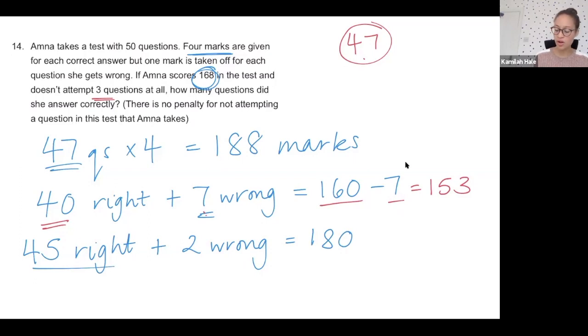But then for the 2 wrong answers, she loses 2 marks. So what do we get there? How many marks does she end up with? If we work out the 45, she gets, yeah, good, thanks, Sri. She gets 178, but we want 168. So it's not right, I'm afraid.